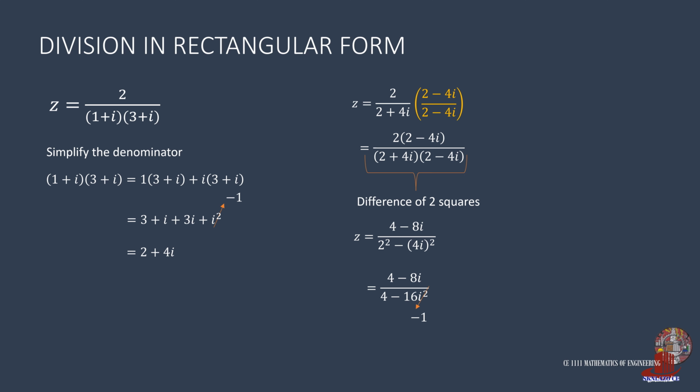Again, i squared is negative 1. Factor out 4 from the numerator too, to have 4 times 1 minus 2i over 20. Reduce 4 and 20 to have z as 1 minus 2i over 5.